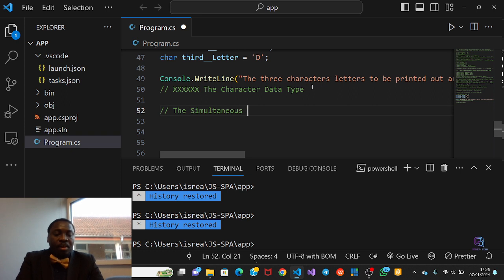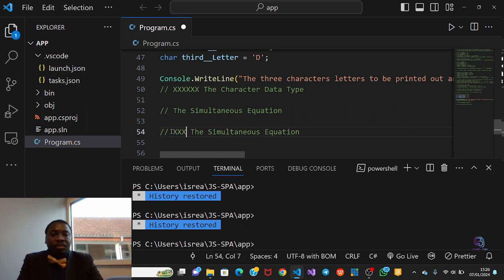Simultaneous equation. I should have created a different file for it, but because of someone, I'm not going to do that. What I'm going to do is continue from where I stopped, starting at line 52.